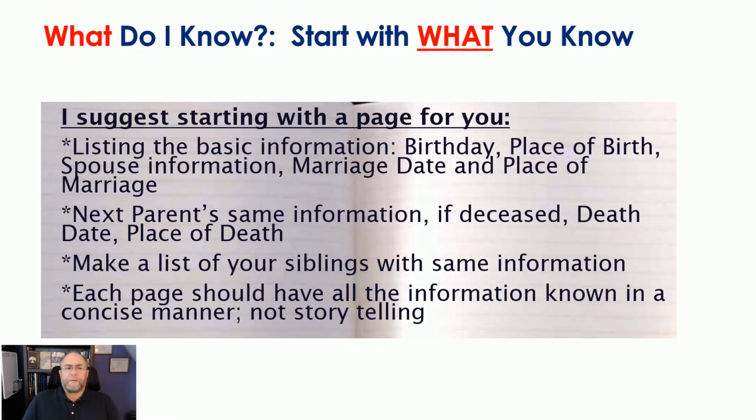So starting here, I suggest you start with yourself and you list the basics. What's your birthday, place of birth, spouse information, those things that you see listed here. And on your parents, if you have information on them, for instance, they're deceased, one or both of them, you want to get that date written down. And you want to also make some listings of your siblings here. Same information if you have siblings or know of siblings. And then each page should have all this information. Be concise. This isn't a story time. This is time to do it in a concise, non-storytelling manner.